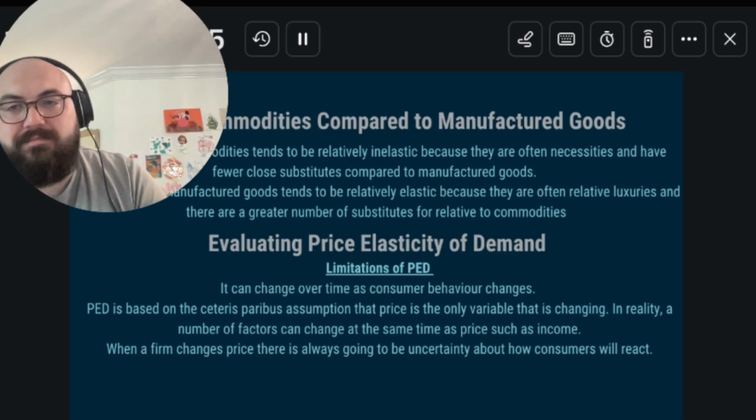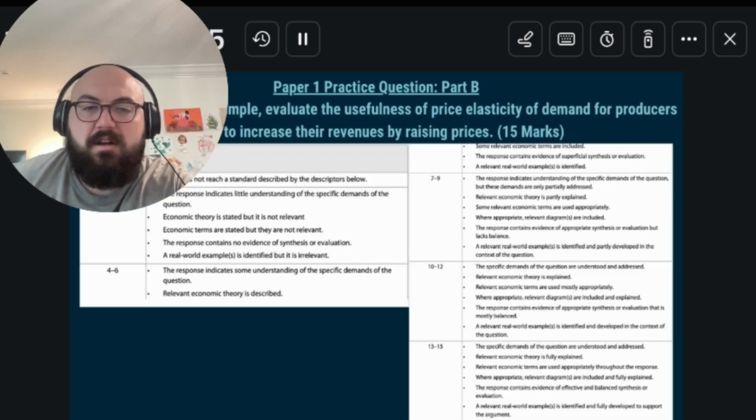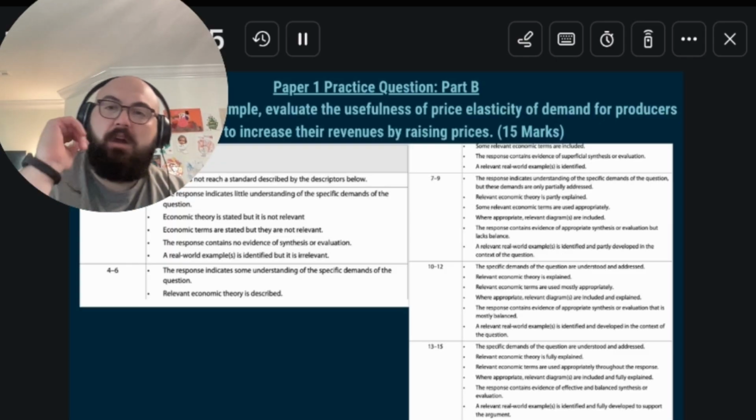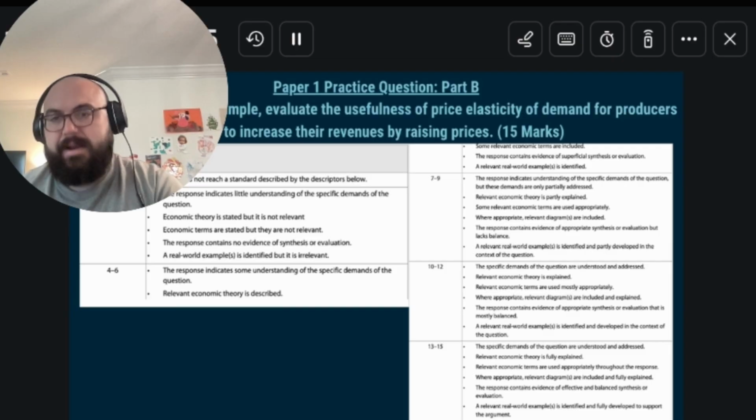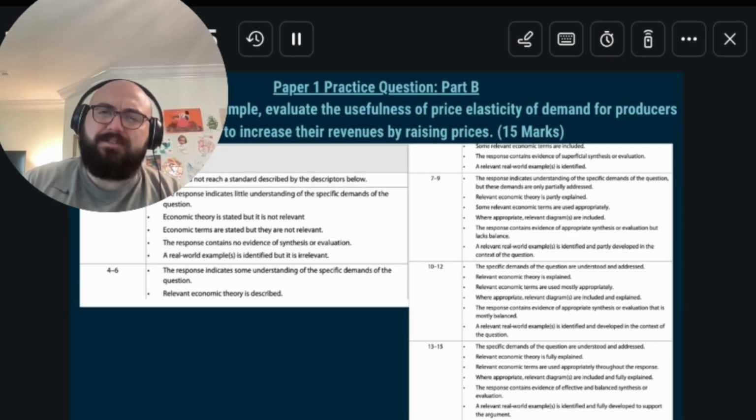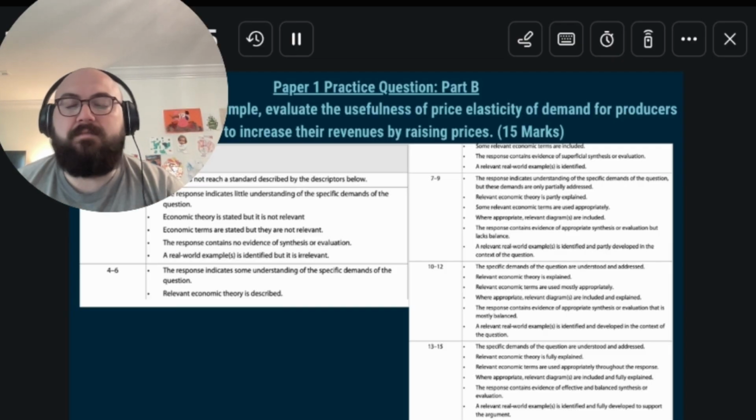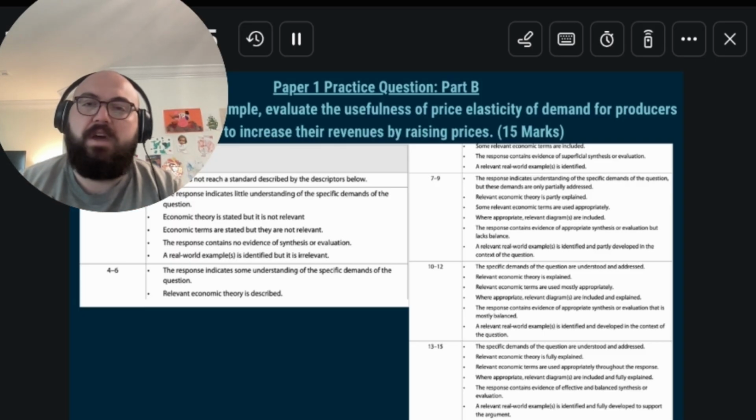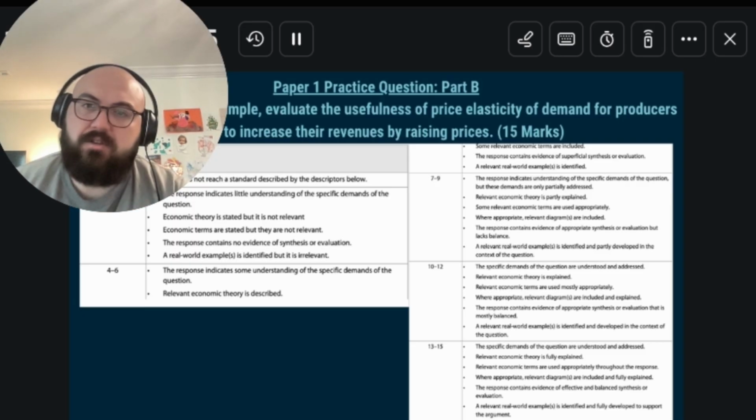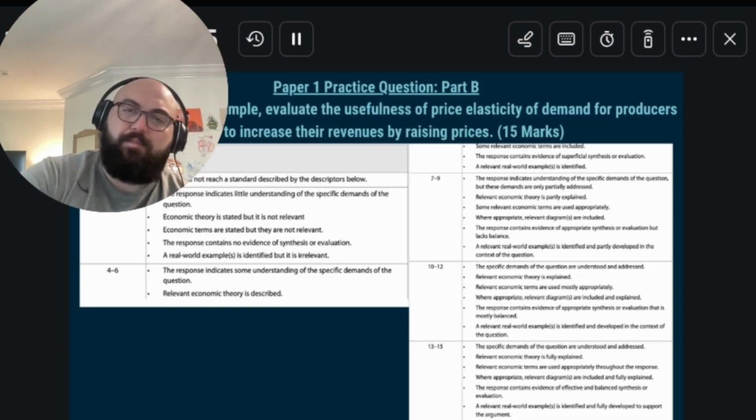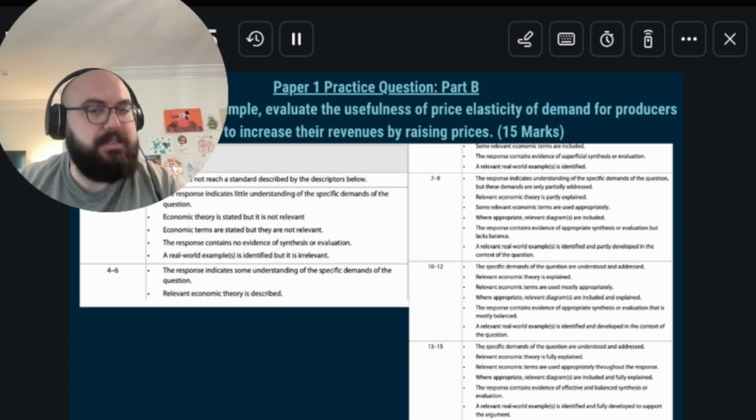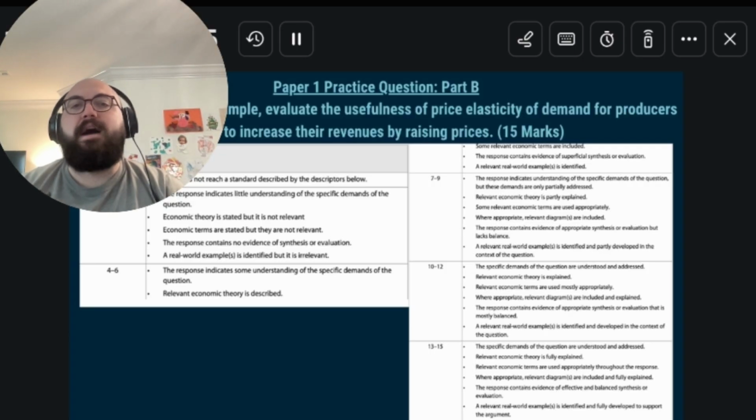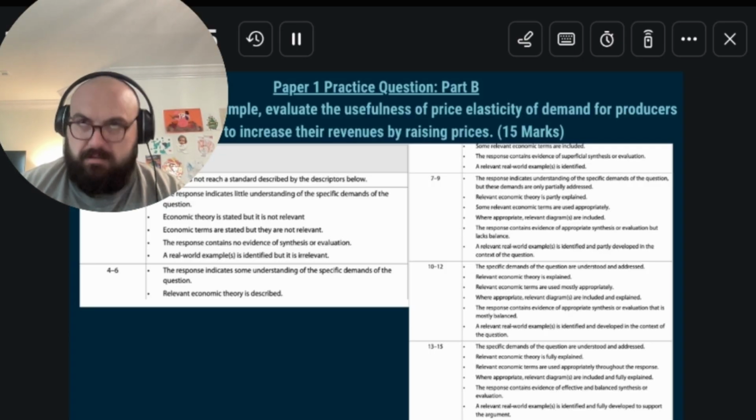All right, ending here. This is the Paper 1, Part B. Here's the rubric for it. We will have talked about it in class prior to this. It is 15 marks. We're going to spend more time on this on the day of the exam. Here's the practice one that I've included here: using a real world example, evaluate the usefulness of price elasticity of demand for producers trying to increase their revenues by raising prices.